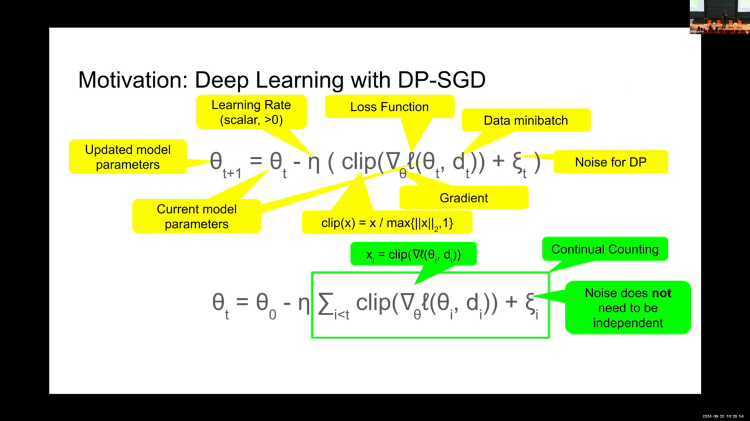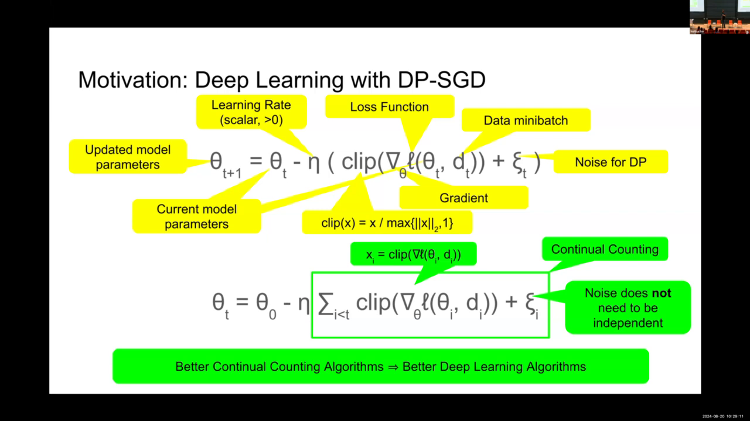Now, DP-SGD typically adds independent Gaussian noise at each step. The observation is that we don't need that noise to be independent. We just need that in aggregate it remains accurate. So we're allowed to add noise and let it cancel out over time. Roughly speaking, if you come up with better algorithms for continual counting, that does give you better machine learning algorithms. There are some caveats that I'm not going to get hung up on, but roughly this does work in practice.